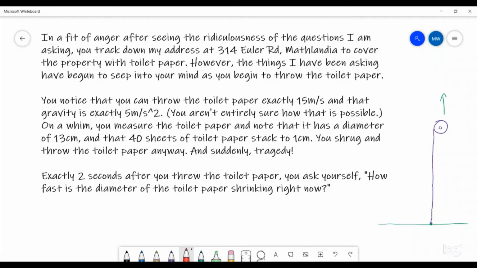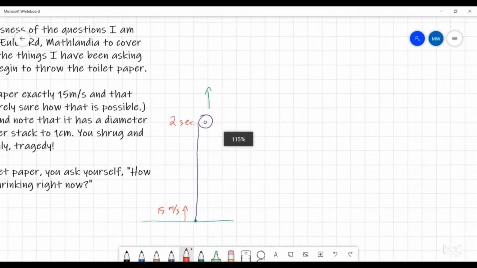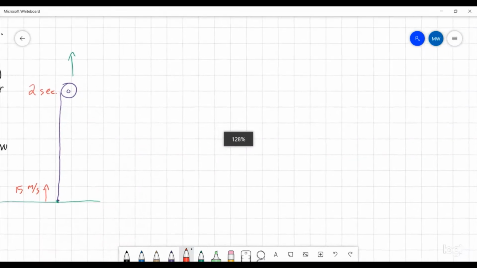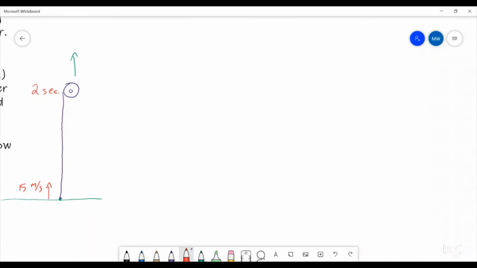First, what we're doing is we are starting by throwing the toilet paper straight up at 15 meters per second. And then this is 2 seconds later. So 2 seconds later, it's at this height. And now what we're trying to do is we're trying to figure out what's going on. So the first question we might ask is, how fast is the toilet paper traveling after 2 seconds? So let's approach that problem first. So let's slide on over and try and figure out what's going on. So we have our diagram. It's going up, and then we are trying to figure out what's happening.